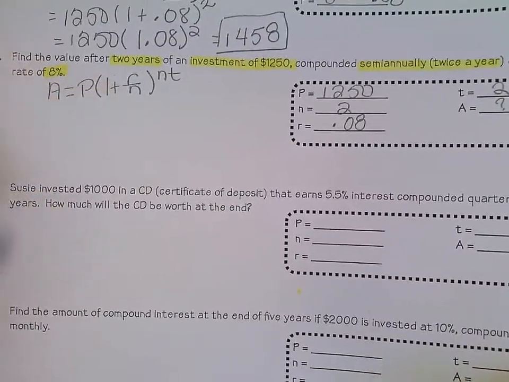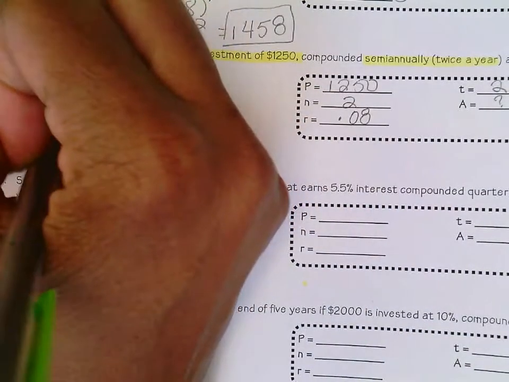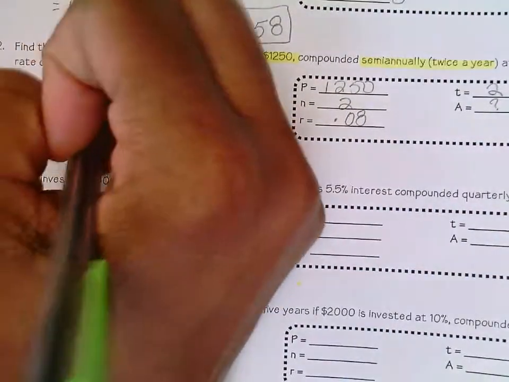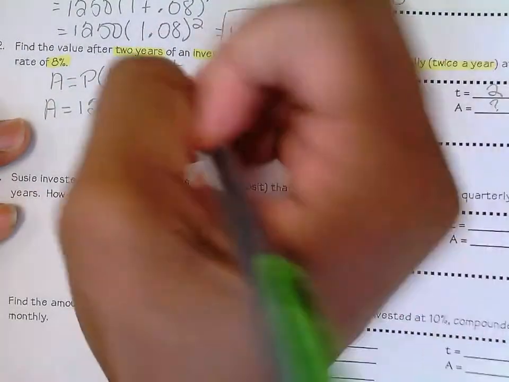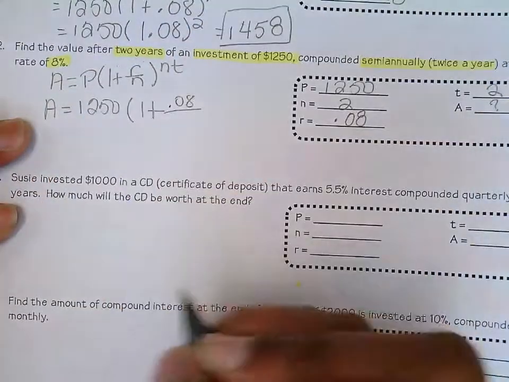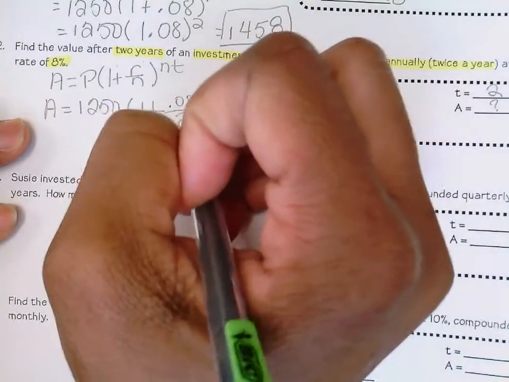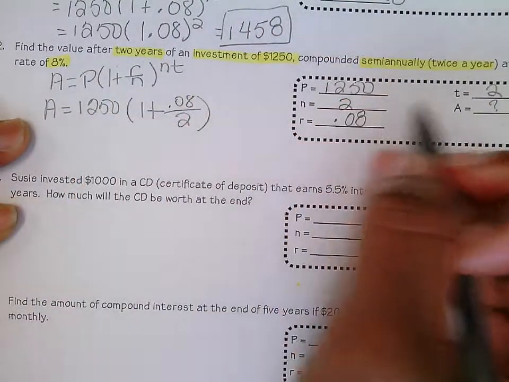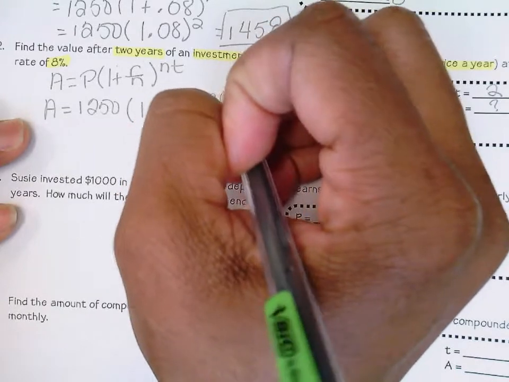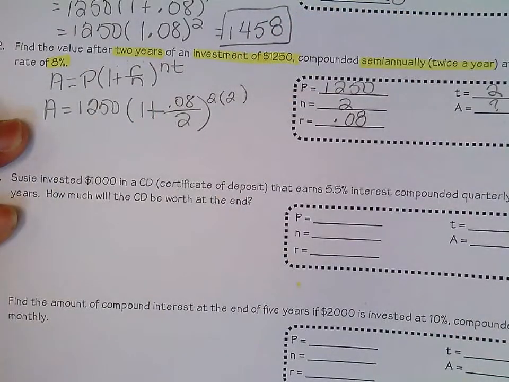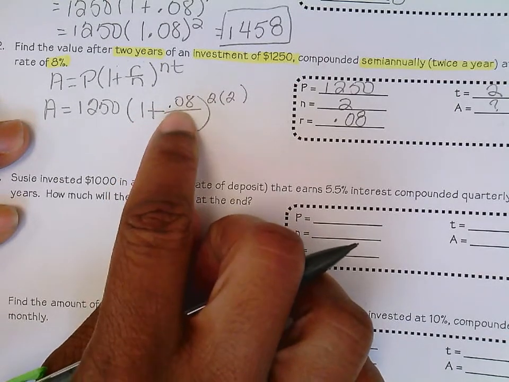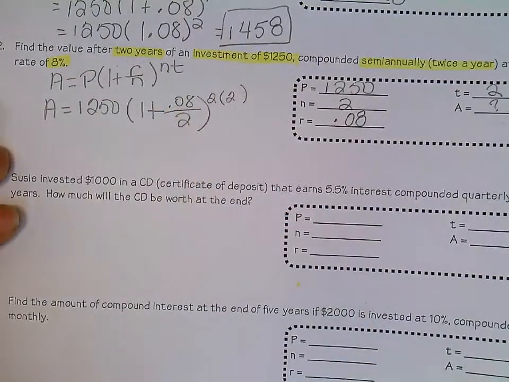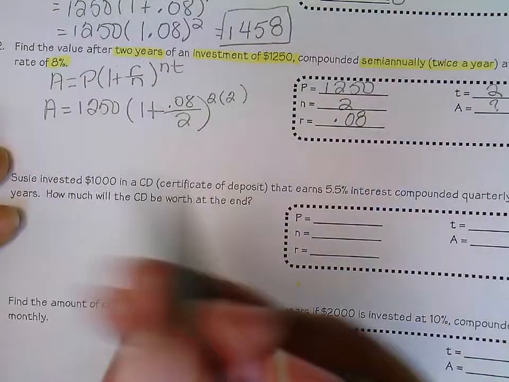Okay. So if you look, we're going to do A equals, the principal is 1,250 times 1 plus, the rate is 0.08 all over the N, which is 2, to the NT. So it would be 2 times 2. So again, start inside here first and calculate. You want to do 0.08 divided by 2. So I'm going to put that in the calculator. 0.08 divided by 2 gives me 0.04.